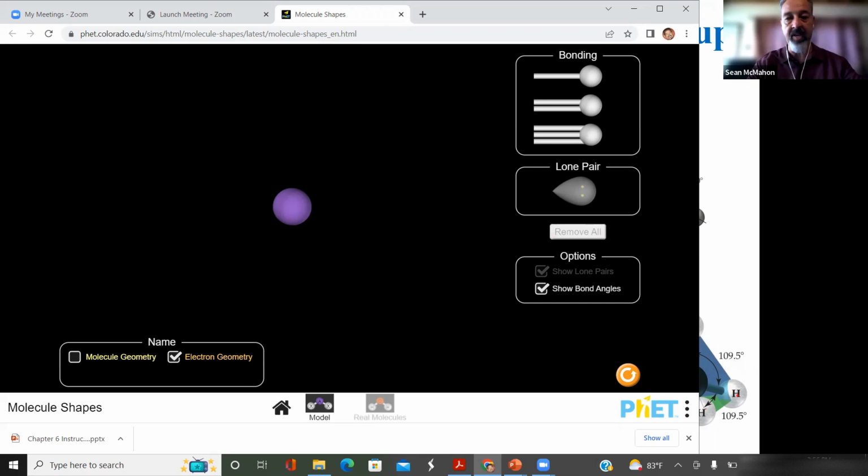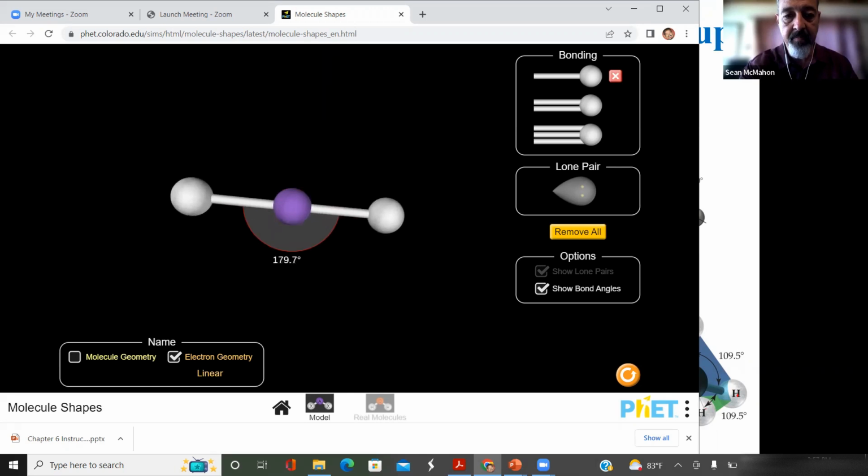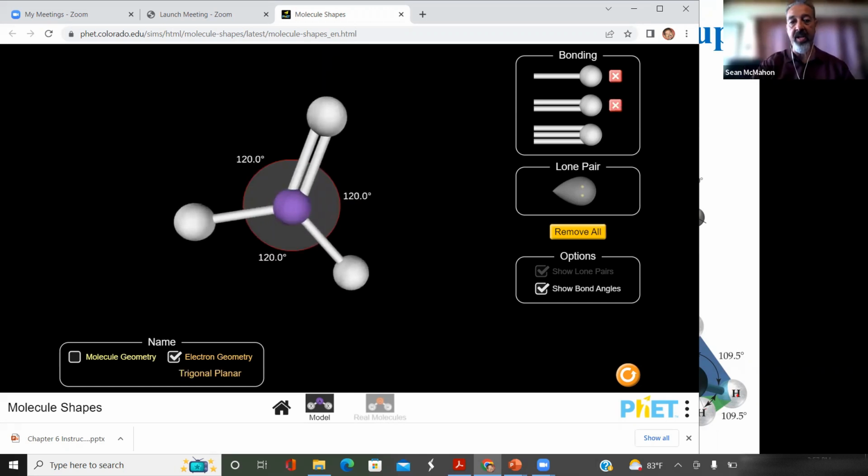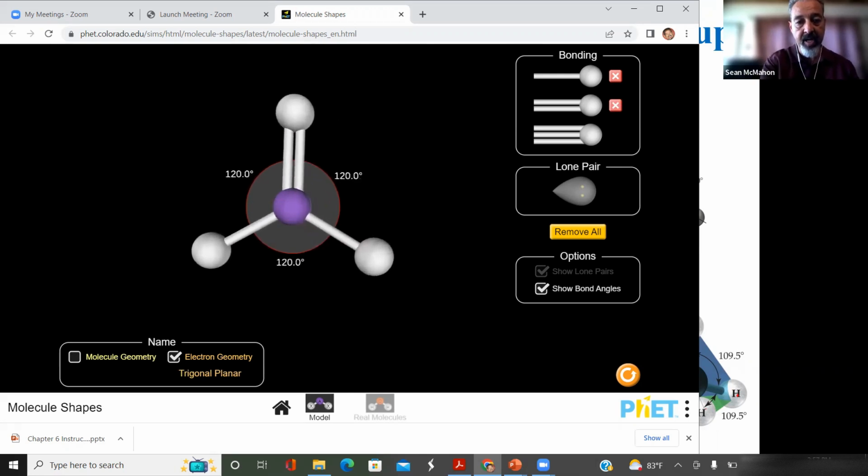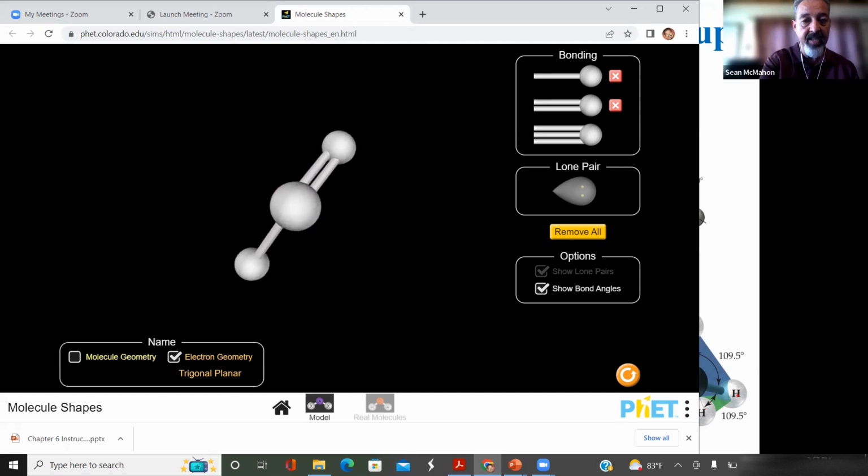So now what if I have 3 bonds? So we use the example of, well, this isn't formaldehyde, but there was a double bond and 2 single, like in formaldehyde. So we had 2 single to the hydrogen, but we also had 1 double to the oxygen. And what I see now is there's my 120 degrees, right? I can move this around. And now it's saying trigonal planar for my electron geometry, okay? And the other thing is when I rotate this, I can see that it's a flat molecule.